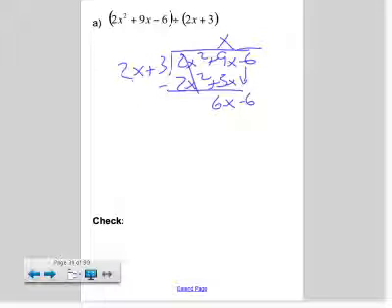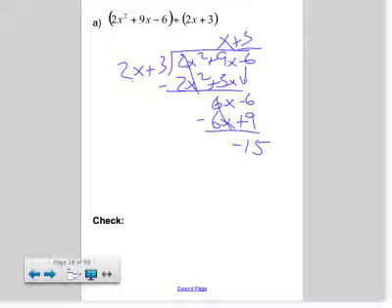2x goes into 6x positive 3 times. 3 times 2x is 6x. 3 times 3 is positive 9. Subtract. 6x minus 6x is 0. Negative 6 minus 9 is negative 15. And obviously 2x does not go into negative 15, so your remainder here is negative 15.